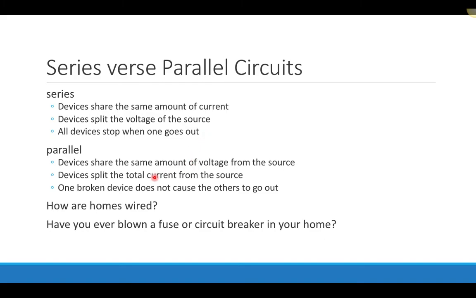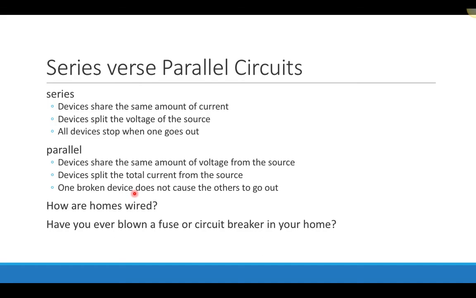In parallel devices, all of the components have the same amount of voltage, and that's the same voltage as the battery. On the other hand, the current that comes out of the battery has to split between the different components connected in parallel, but if you add the currents up, they add up to the current coming out of the battery. If one component is broken, like the switch example in the parallel circuit, the other ones still stay. It does not cause the other ones to go out, right?